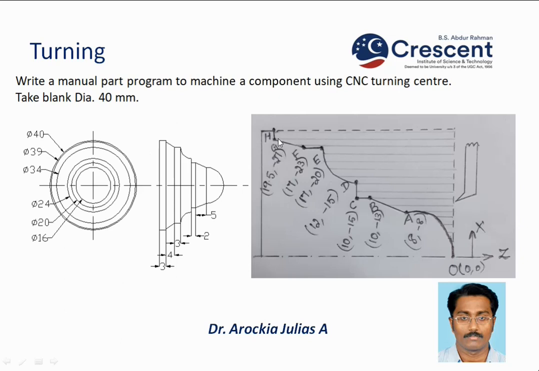Then for H it is a vertical line, with a diameter difference of 1 unit, so here it will be 0.5. That is the coordinate value for H: 20 comma minus 27.